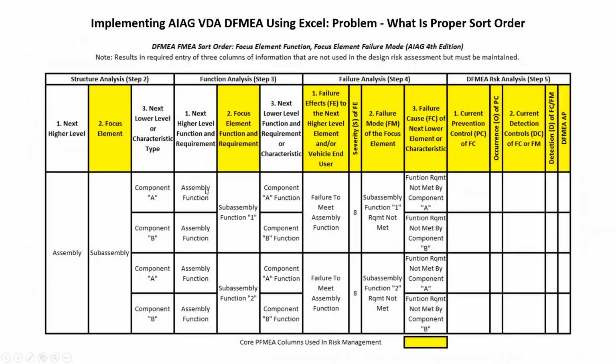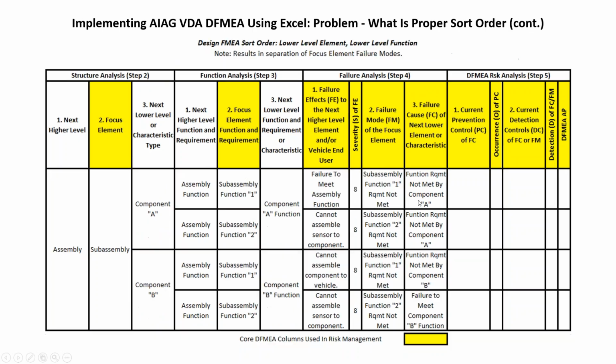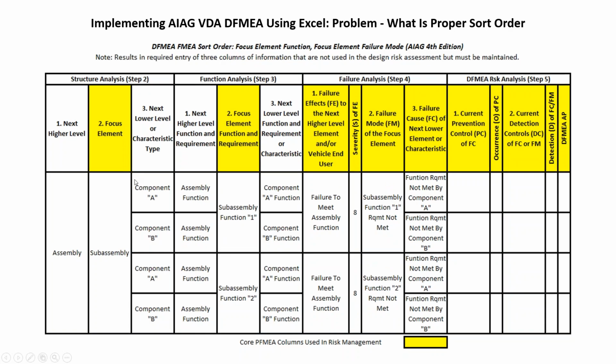Another thing that happens is we put this into an Excel spreadsheet. How do I sort it? Here's a case in my normal design FMEA. I'd have my focus element, which is the subassembly. I'd have my focus element function right here. And then I would have my different failure modes, which is right here, and over here I'd put my causes. But now I've got to populate this fault tree. Before I put my cause over here, I've got to put my components over here, and then I've got to put my component functions over here. And then I can go list my cause.